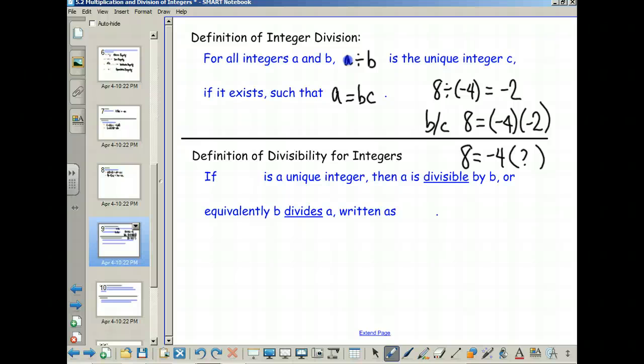And this divisibility idea we've encountered once before as well for whole numbers, so we'll encounter it one more time for integers. So if A divided by B is a unique integer, then A is considered as being divisible by B. Or equivalently, we could say that B divides A. And if B divides A, the notation, remember from sections before, is we have a B, we have a straight line down, A, so this says B divides A.